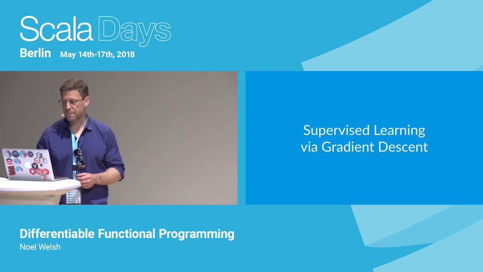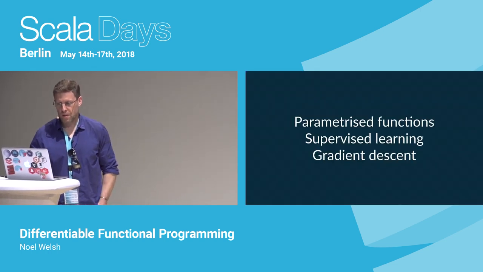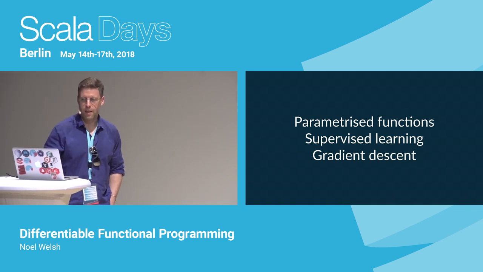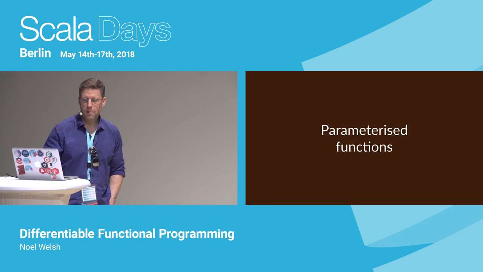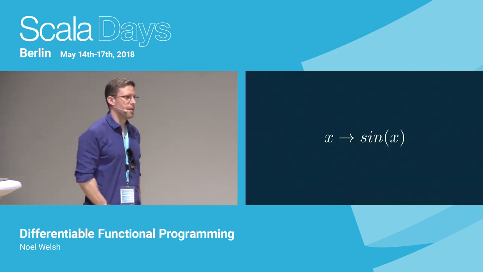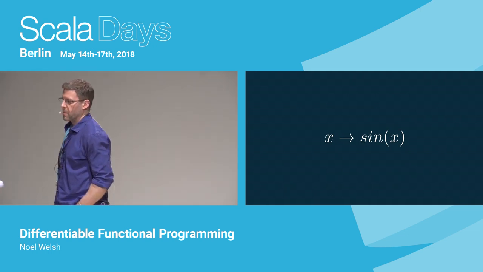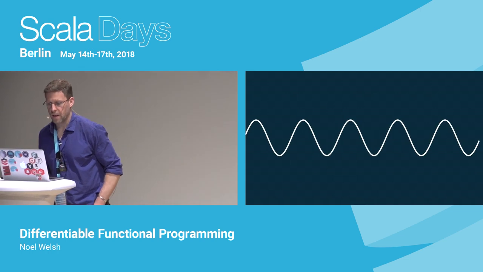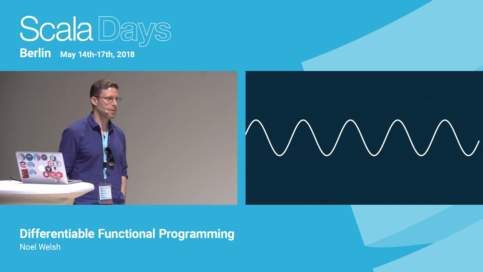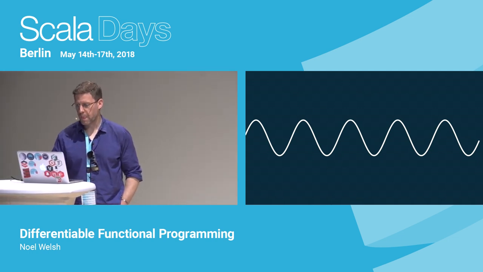What are we talking about here? Three things I want to discuss: parameterized functions, supervised learning, and gradient descent. Let's get on with them. So, parameterized functions. Let's start with a simple normal function, the sine function. You give it a value x, and you get back the sine of x, and you can graph that, and you get something like this. Very familiar to us, I hope. It's a function. We like functions in functional programming.